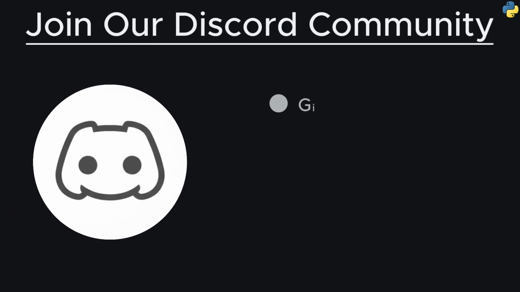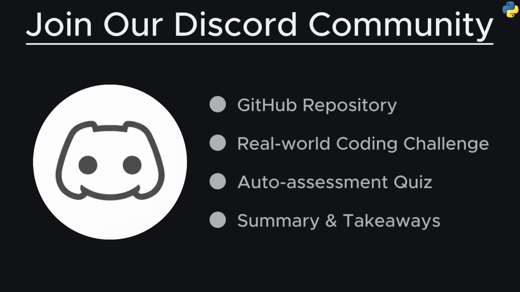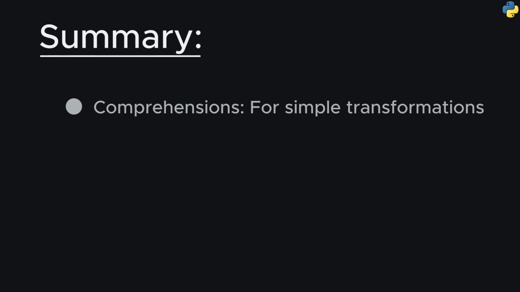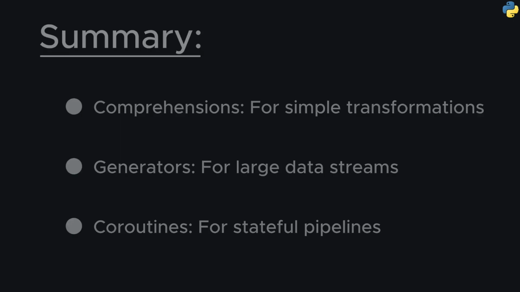I've uploaded the code for the log analyzer pipeline and a cheat sheet of these advanced patterns to the GitHub repo linked below. There is also an auto-grading quiz on our Discord to test if you really understand yield from versus yield. To summarize, use comprehensions for simple transformations, generators for large data streams, and coroutines for stateful pipelines.